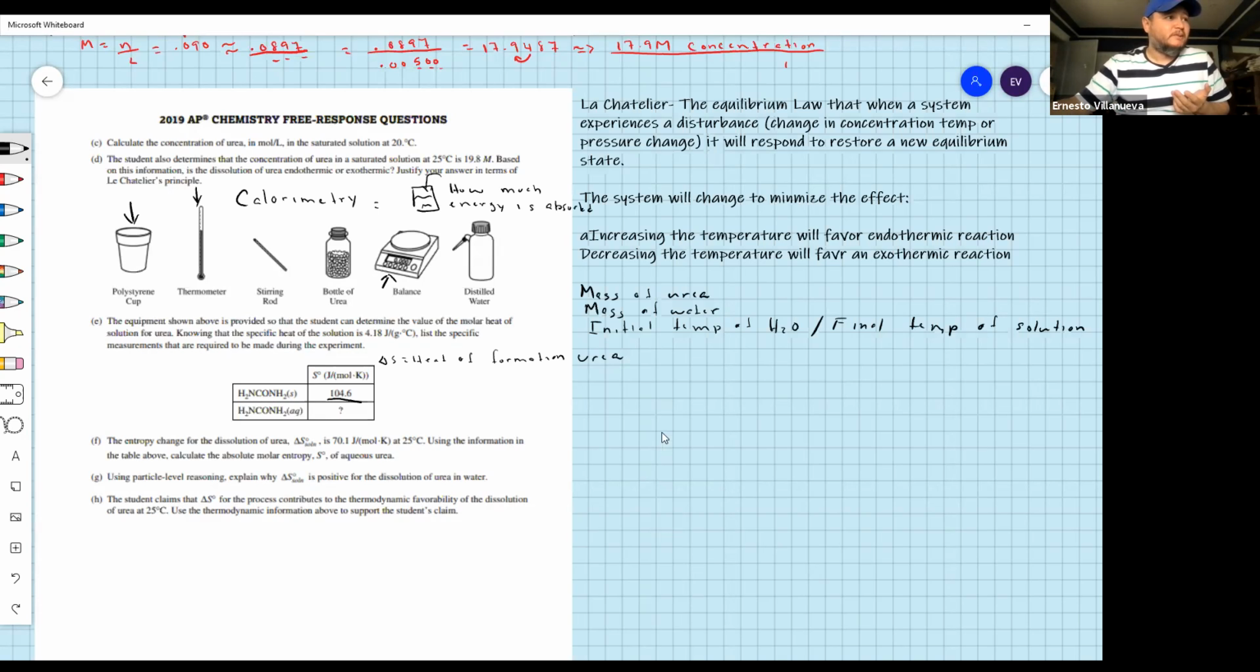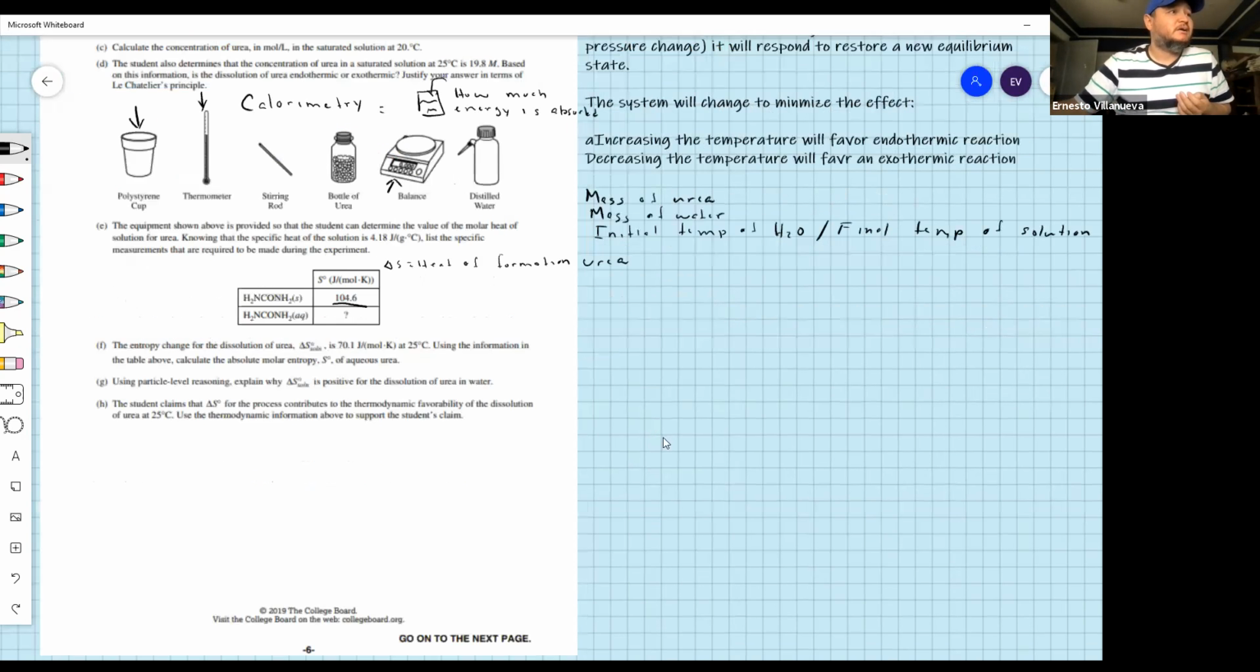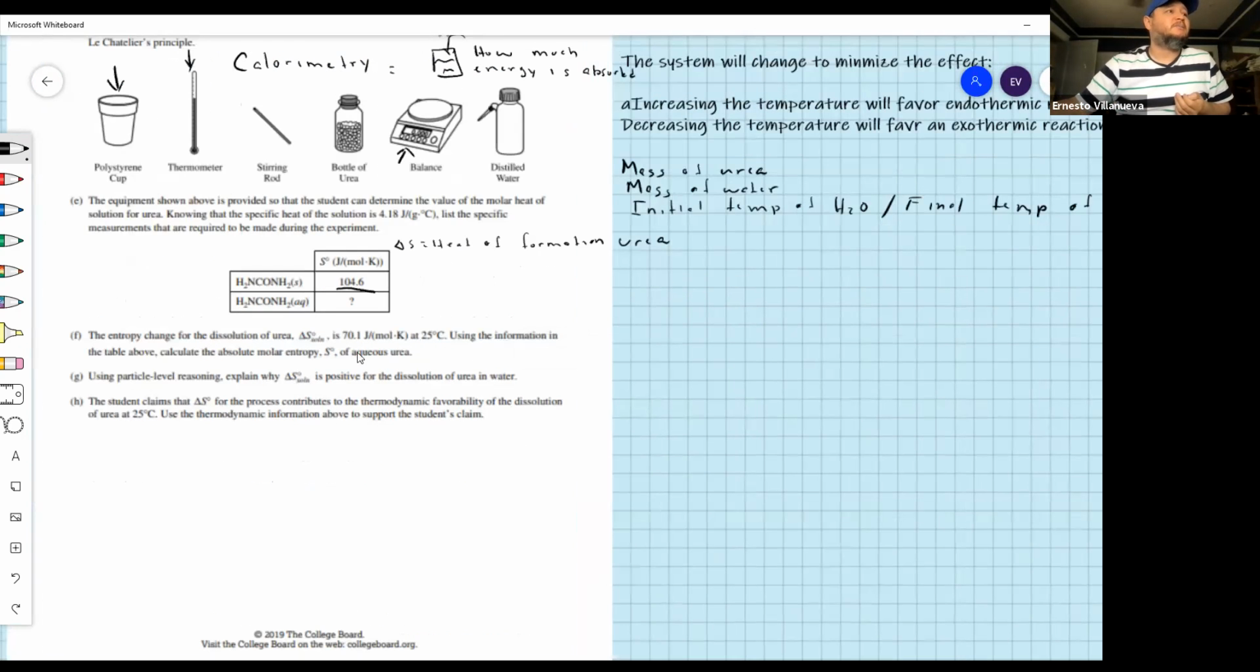Scroll this up. The entropy change for the dissolution of urea, delta S, the enthalpy change of the solution is 70.1 joules per mole Kelvin at 25 degrees. Using the information in the table above, calculate the absolute molar entropy of the aqueous urea. We touched on entropy, but we didn't get that much into it. So this one, I'm going to give you a crash course reminder of how to set it up and then solve it. It's actually a pretty simple formula.